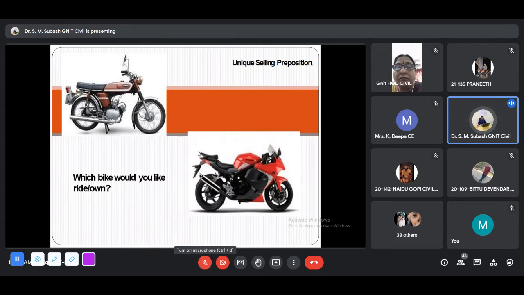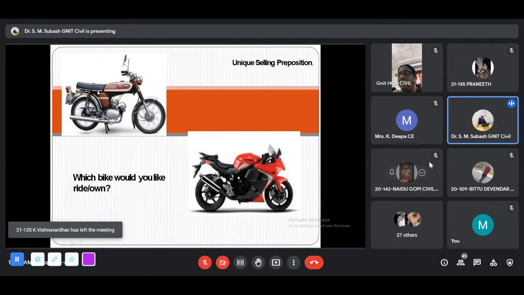I generally like to pick this second one because of its attractiveness and uniqueness. Okay, so this is the second, red color one. If you develop one product, it has to have some uniqueness. It has to attract people. This is the common one, like all the bikes, and we will have the glasses like this.